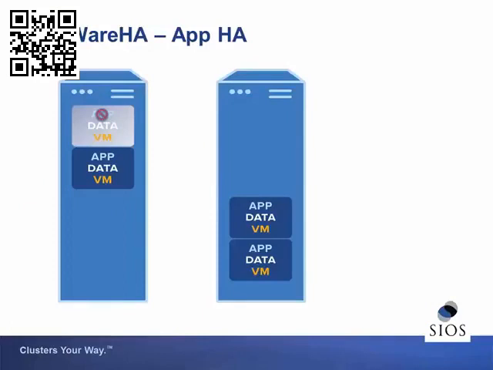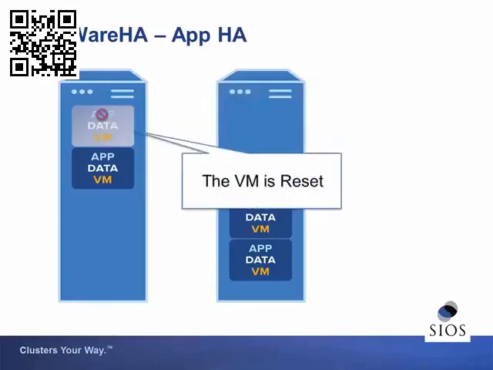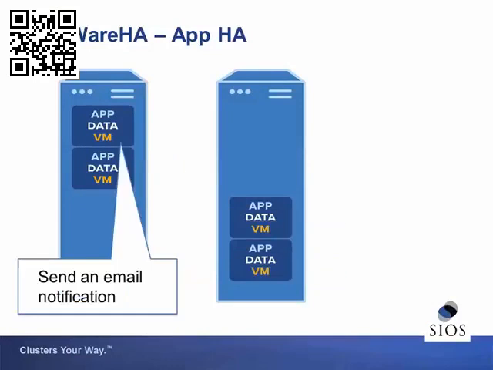So if the application fails, there are a few things that can happen. First, you can configure the application to restart. So a simple restart of the service to bring things back online, or you can choose to just do an old reboot. So reset the VM and hope that things come back online. Also, you can trigger a vCenter alarm to pop up in your vCenter, or send an email notification that your application is having issues that you might want to check out.